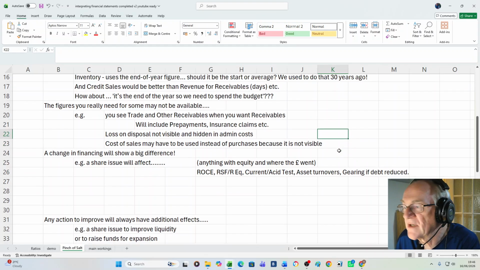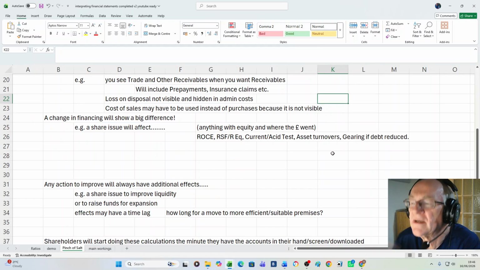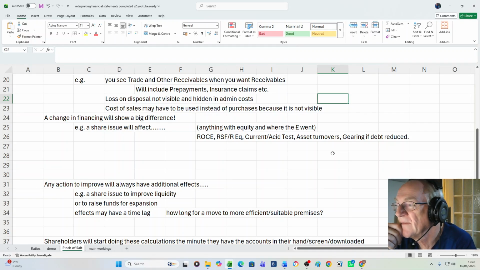And then a bit of a change, financing, so just think logically through the ratios, try and think, if you were having to tick boxes, which of these ratios can it affect? Well, a share issue is essentially, in a nutshell, anything to do with equity and where has the pound that's come into the business gone. So ROCE is both the top half and the bottom half. The return on shareholders' funds, the old version of return on equity, because the equity's gone up but no return, or the return would be long term.